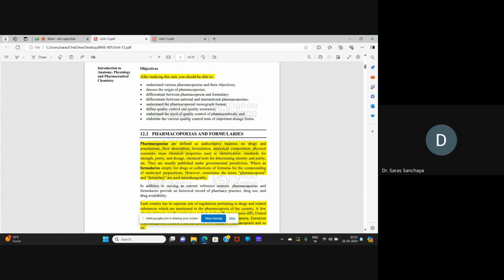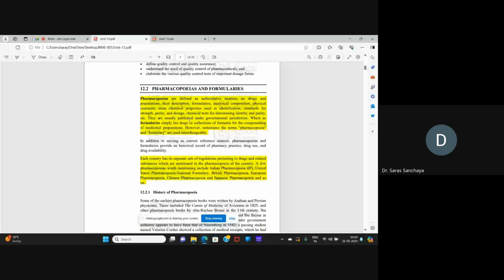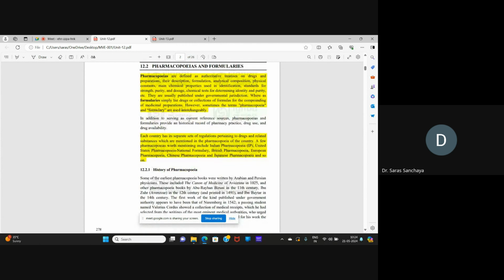So a pharmacopoeia is a detailed description of all the drugs and their properties, whether physical or chemical, and formularies are simply the list of drugs and collection of formulas for the medicinal preparations. Each country has its separate sets of regulations pertaining to drugs and related substances, which are mentioned in the pharmacopoeia of the country. A few pharmacopoeias worth mentioning include Indian Pharmacopoeia, United States Pharmacopoeia and National Formulary, British Pharmacopoeia, European Pharmacopoeia, Chinese Pharmacopoeia, and Japanese Pharmacopoeia, and so on.